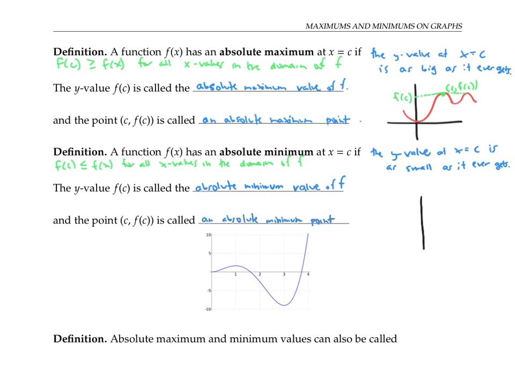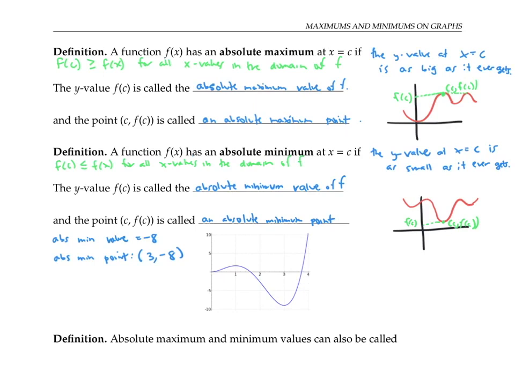In the graph of f of x, f of c is now the lowest y value that the graph ever achieves, and the point f of c is the point where it achieves a very low y value. For example, this function has an absolute minimum value of about -8, and it has an absolute minimum point with coordinates 3, -8.